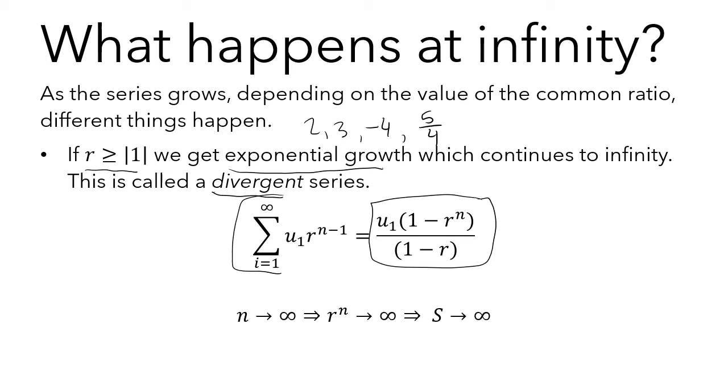So we write it with summation notation from 1 to infinity, and we know that this is the formula that we just derived. If r is a number bigger than 1, then as n goes to infinity, r will go to infinity.